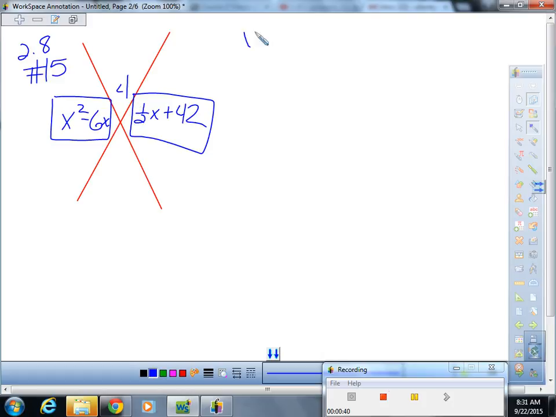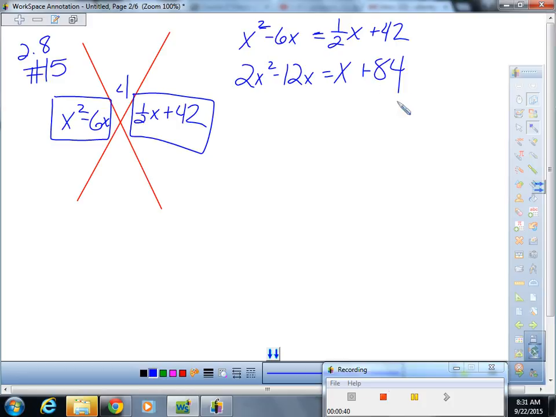So I can say that x squared minus 6x is equal to 1/2 x plus 42. Okay, I'm going to double everything to get rid of my fractions. So 2x squared minus 12x is 1x plus 84. Whenever we're working with a quadratic, it means we have a power of 2 on our variable. You want to get everything to the same side. So 2x squared minus 13x minus 84 is equal to 0.